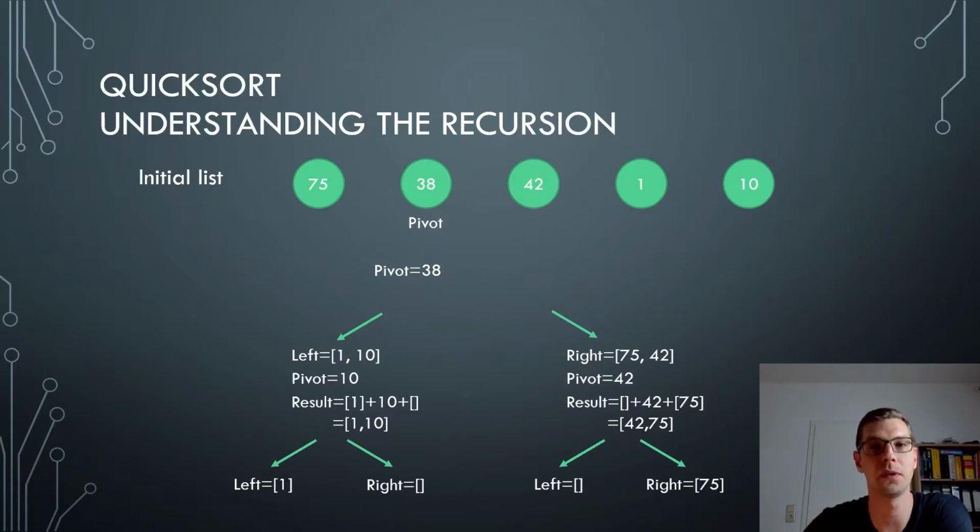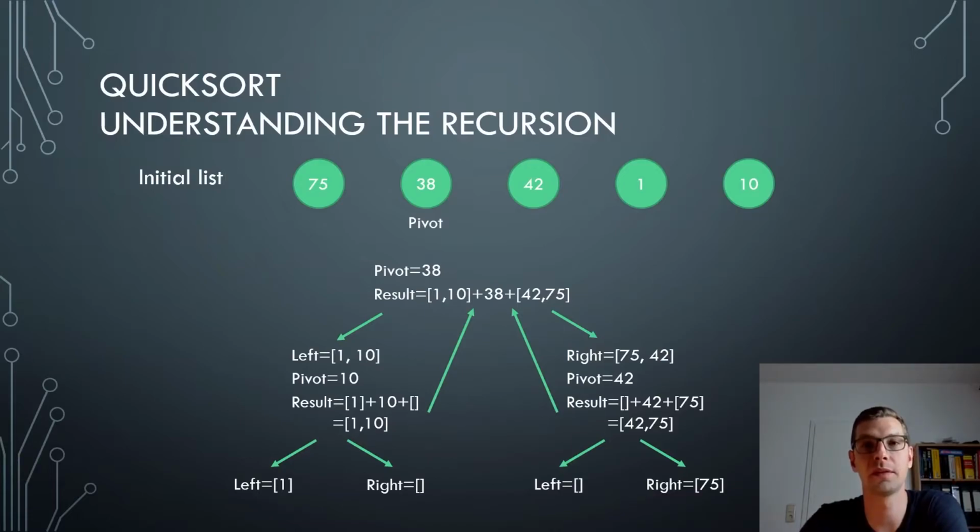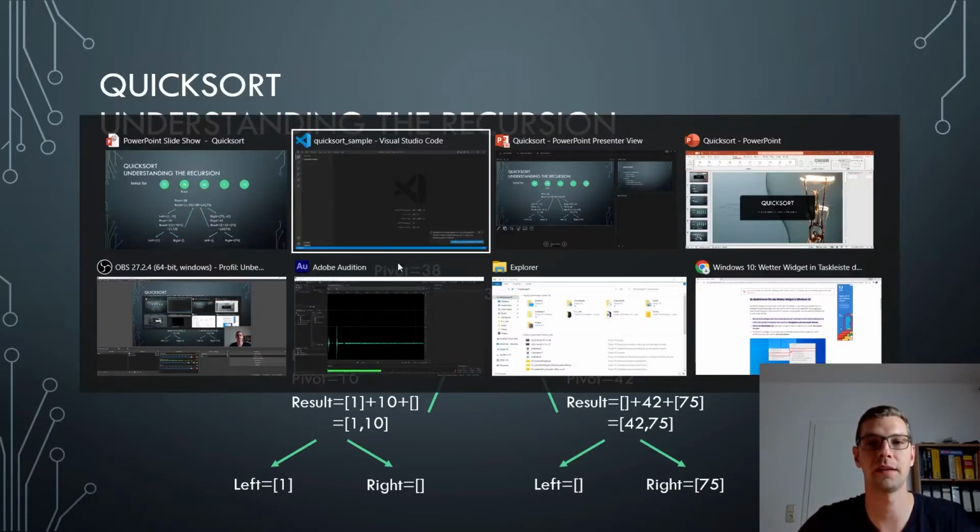So we can put it together to get the final result. We go one step up in our stack again, and there we put the result together. And there it is also again the left list, which is sorted by now, and all elements are smaller than our pivot element. Then comes our pivot element, and then comes our right list. Alright, so let's go over and implement it in Python.